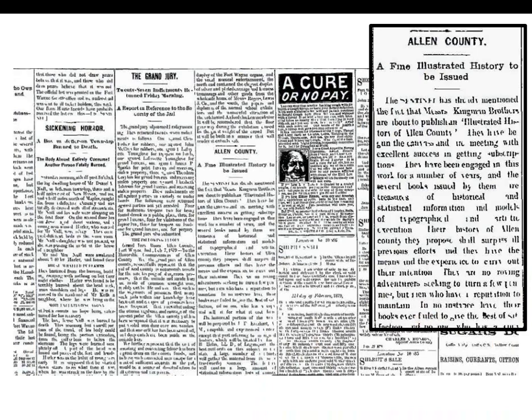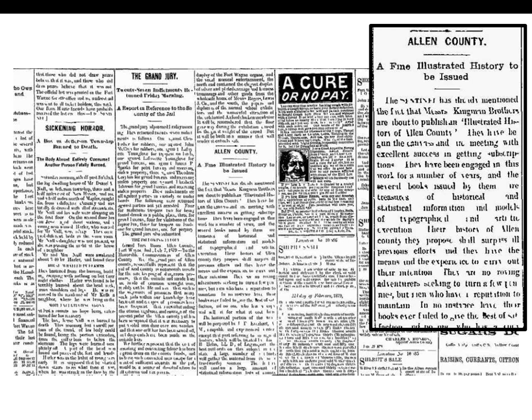They would advertise in the local paper. For example, this is a clipping that's aimed to secure orders for the Illustrated History of Allen County, Indiana, which was published by the Kingman Brothers. And the quote from here is that these are no roving adventurers seeking to turn pennies, but men who have a reputation to maintain. In no instance have their books failed to give the best satisfaction, and no one who has a copy will sell it for what it cost him.